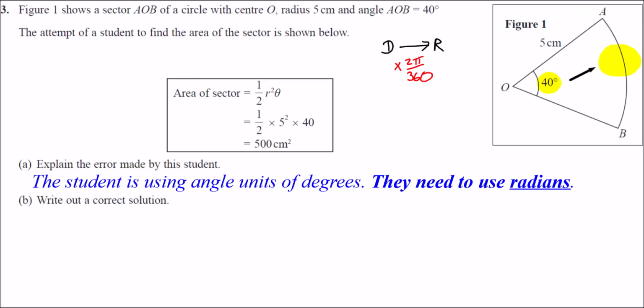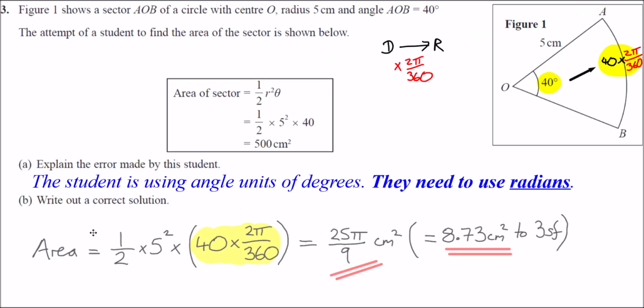And if we do that and use that in radians rather than in degrees, the answer will come out correct. Another way to remember it is there are 2 pi radians in a full circle. So the corrected solution will be something like this. The area is a half times 5 squared times 40 times 2 pi over 360. That converts the angle from degrees into radians.